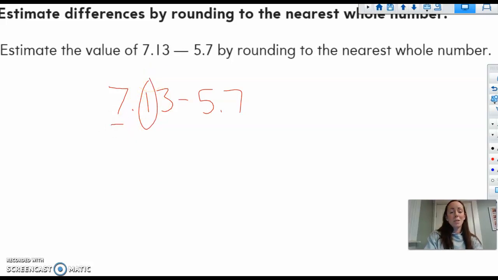That 1 is going to make the 7 round down, so it would stay the same and just stay right at 7. Next, I'm going to look at my 5, and my 7 in the tenths place is going to help me. That 7 is going to make that 5 jump up to a 6. So now all I have left is 7 minus 6, and I would get 1.